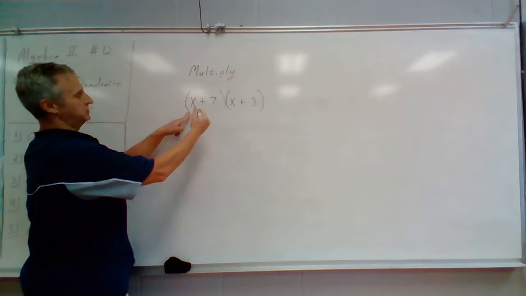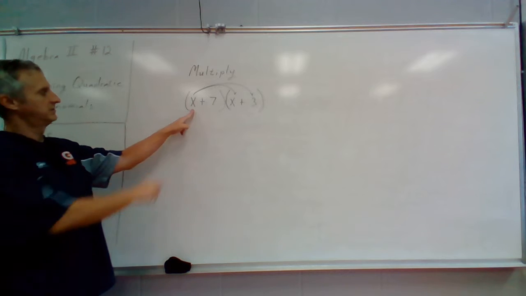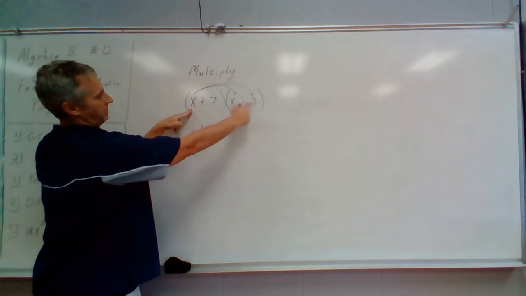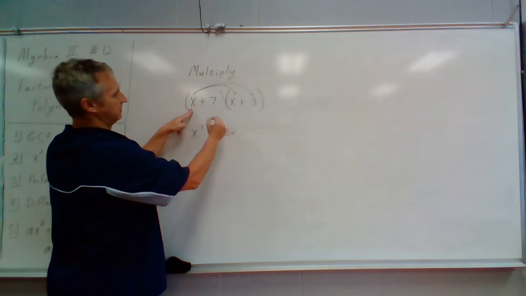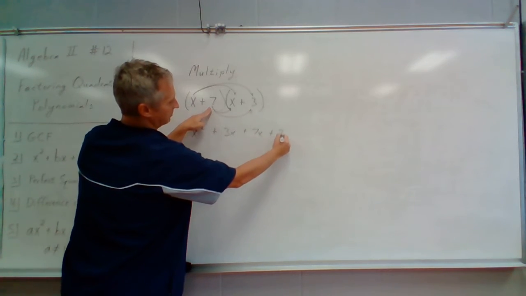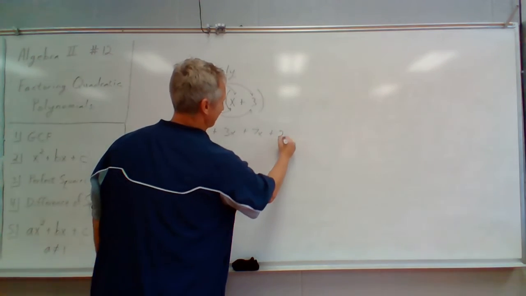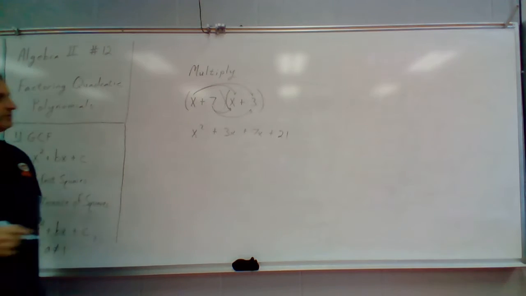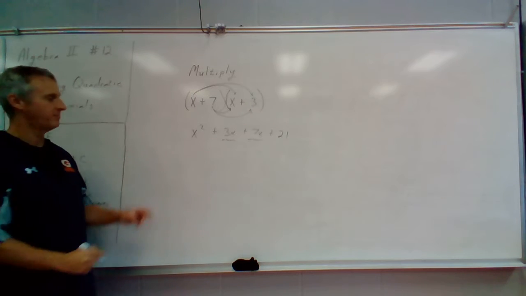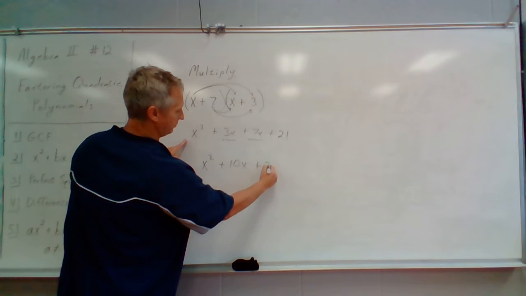All right, so as you guys know, to multiply these, we distribute this first term times each term in the second. So we'll get x squared plus 3x, and then we multiply these, and I get plus 7x plus 3. No, not plus 3, plus 21. All right, notice that we have two like terms in the middle, so we can combine those and get x squared plus 10x plus 21.